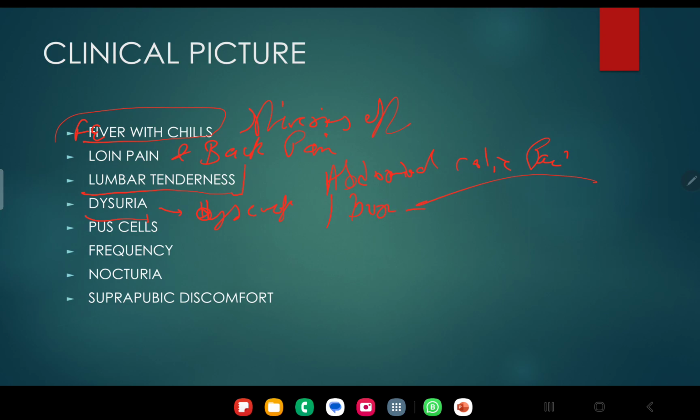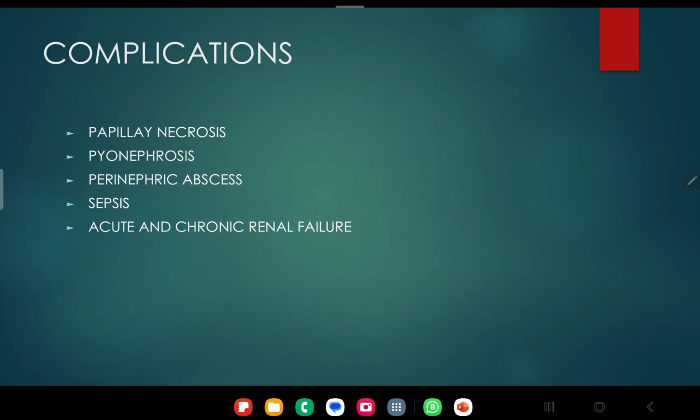Presence of pus cells: you cannot see pus cells, they must be seen by laboratory examination. Frequency of urination will be increased. Nocturia means the patient will feel more urination during the night. And suprapubic discomfort. So these are the clinical pictures of acute pyelonephritis. Now we finish the clinical picture.